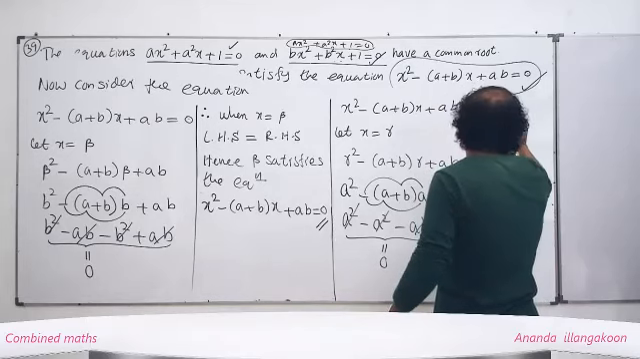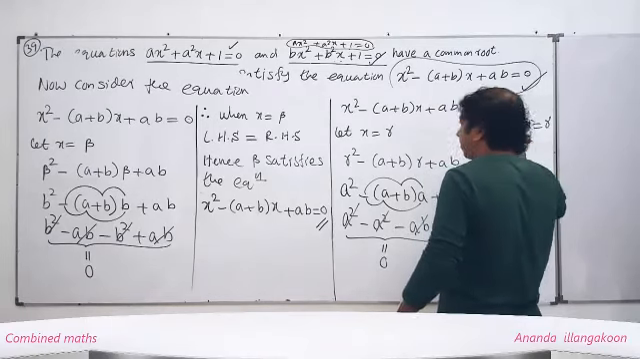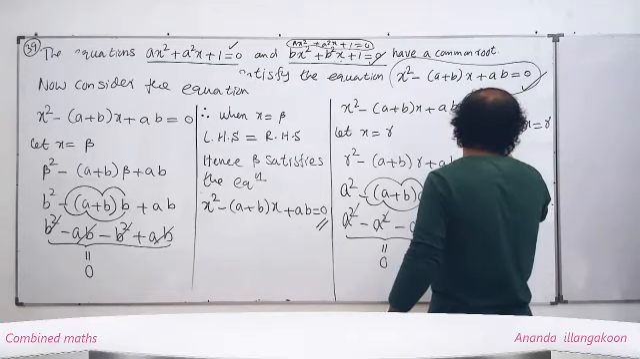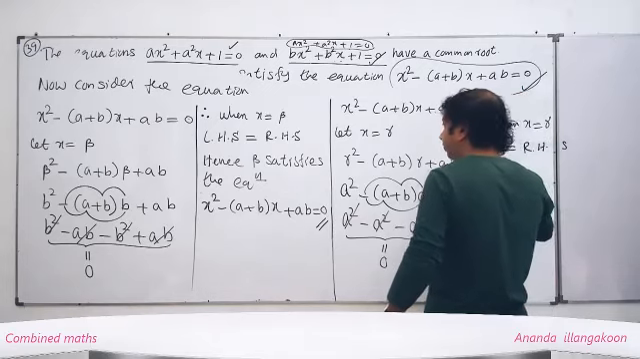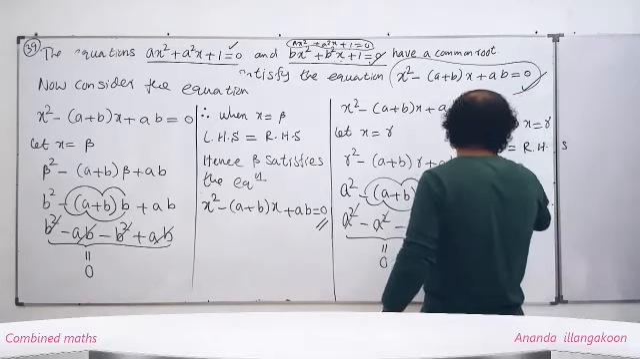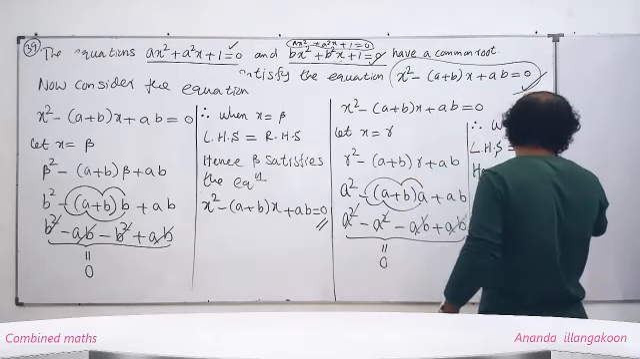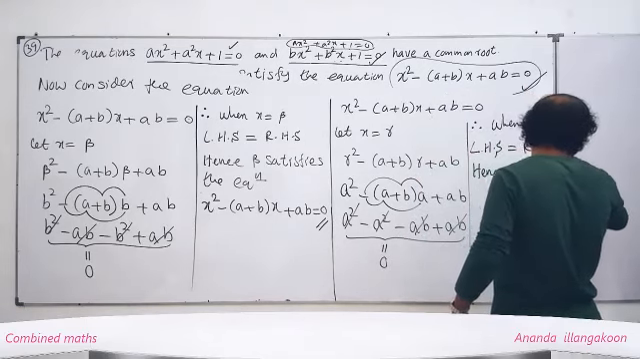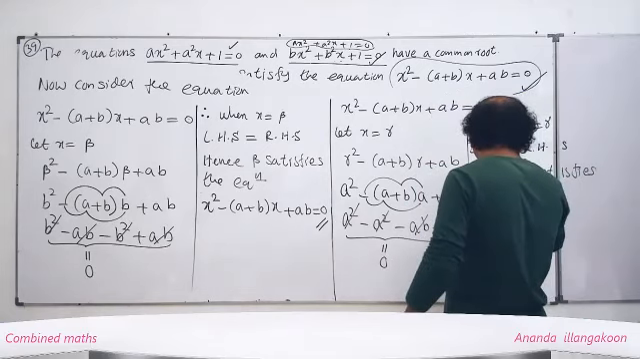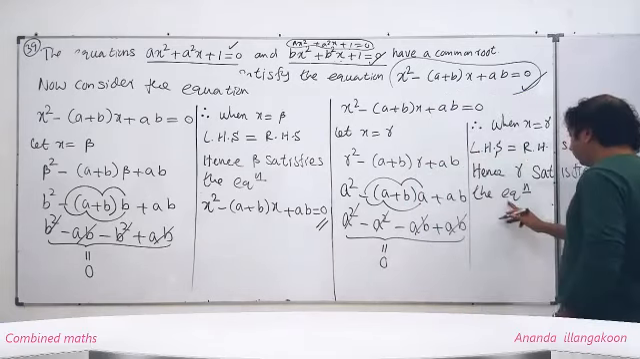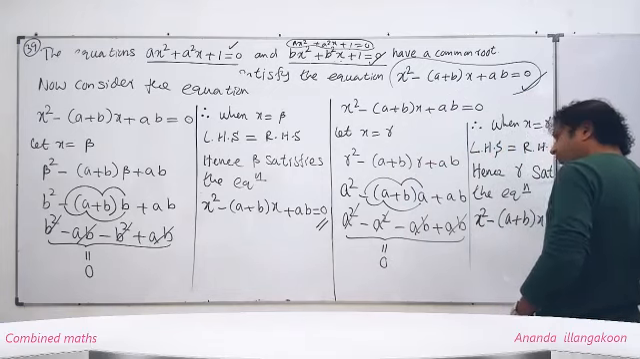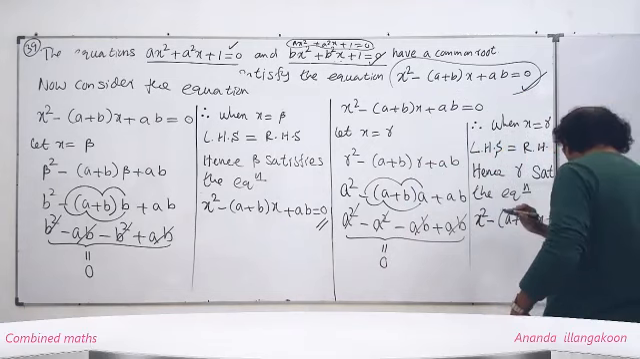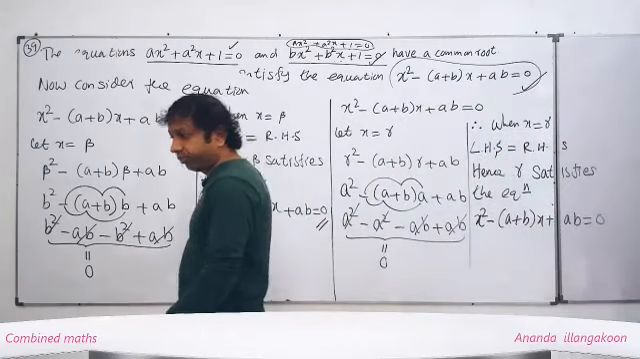Then you can write: Therefore, when x equals gamma, left hand side equals right hand side. Hence, gamma satisfies the equation. The short form of writing the equation is this: x squared minus (a plus b) times x plus ab equals 0.